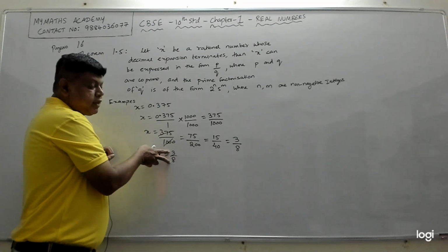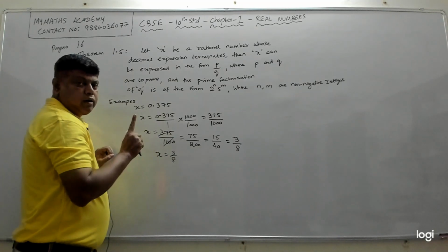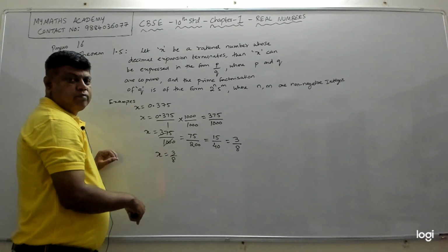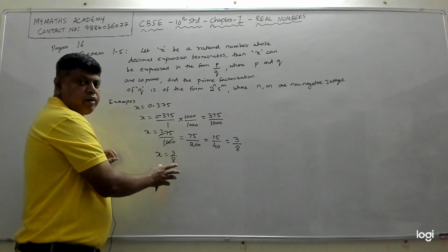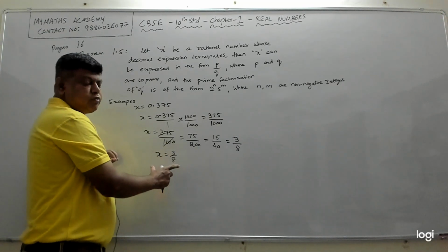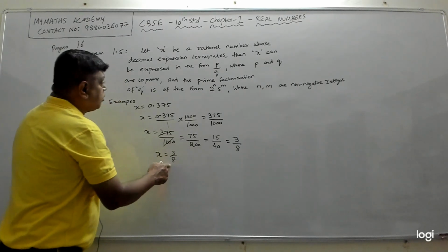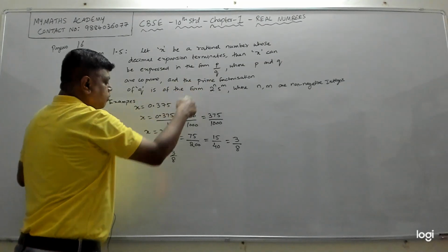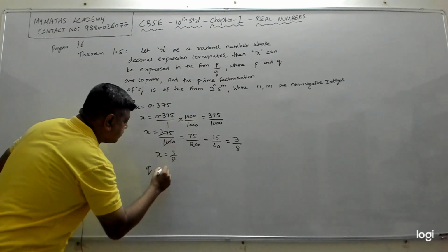Or the HCF, the highest common factor between 3 and 8, is what? 1. 1 is the only number that will divide 3 as well as 8. No other number will divide, because the fraction is in the simplest form. Now we should check the prime factorization of q. Q is the denominator. What is q here? Q is 8.